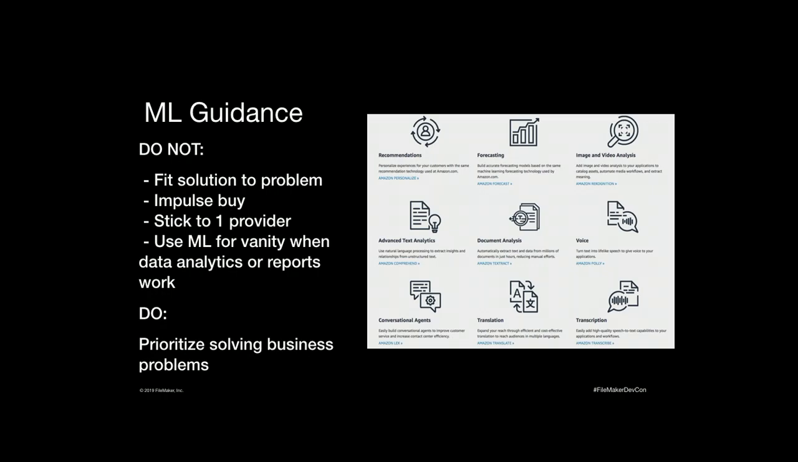The other thing is, don't just stick to one provider. You can use a multitude of providers for your solutions just like you do with other API calls. Now, you may pick one provider based on where you shop or what infrastructure you use or privacy concerns, but you have a choice. The other thing is sometimes your problem does not require machine learning. It can be solved by a report or analytics. So don't just use machine learning for vanity. Focus on your problem and your goal.